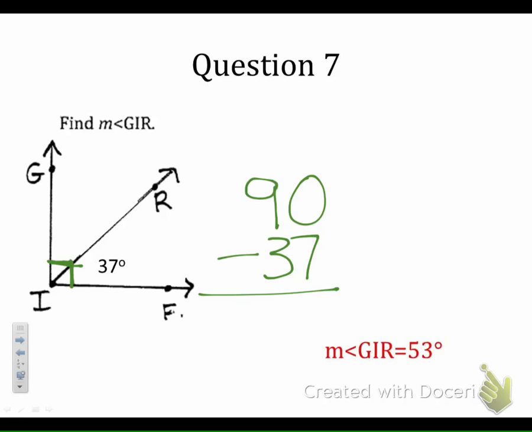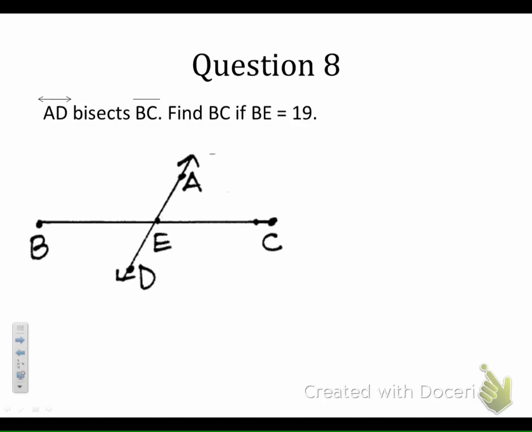Next question. Line AD bisects segment BC. Find the length of BC if BE equals 19. So what I need you to do, you might want to copy down this picture. I highly suggest you copy it down and label it. We need to go over directions. First off, line AD bisects segment BC. So that means these two pieces are going to be congruent. Find BC if BE equals 19.